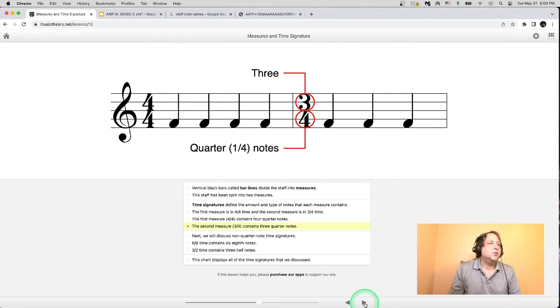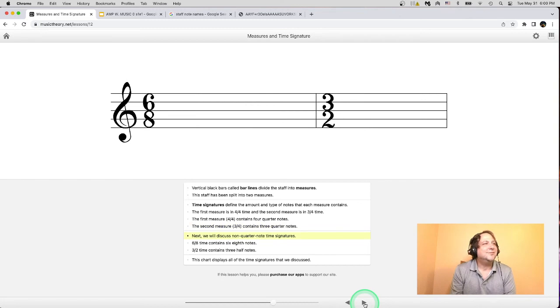This one's 3/4, so it goes like this. 1, 2, 3. Measure 2, 3. Measure 2, 3. This is the time signature for things like waltzes. You get the idea. Now we have things called compound meter, which we get into in a later lesson.